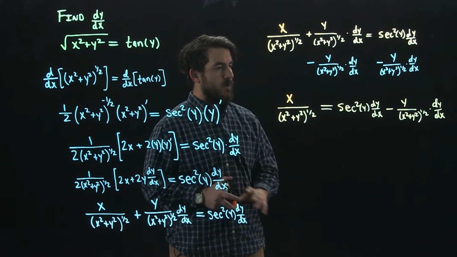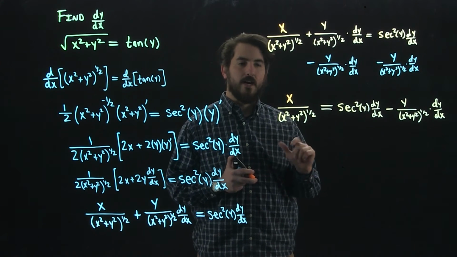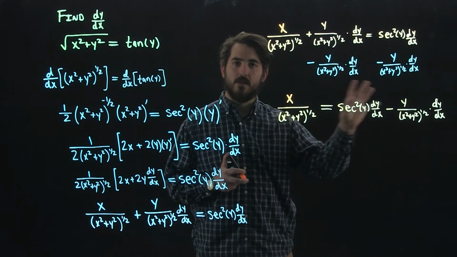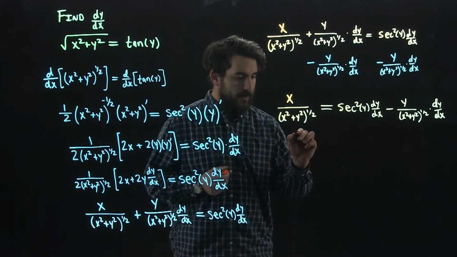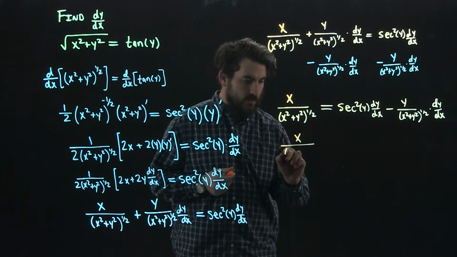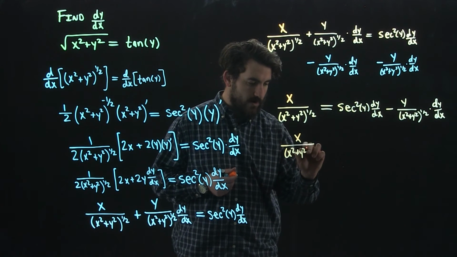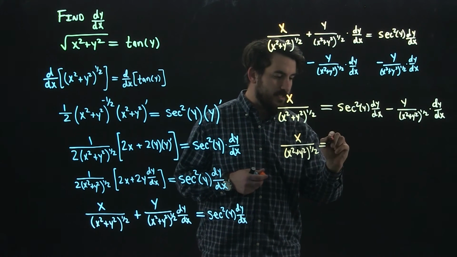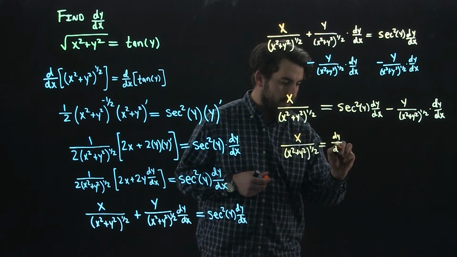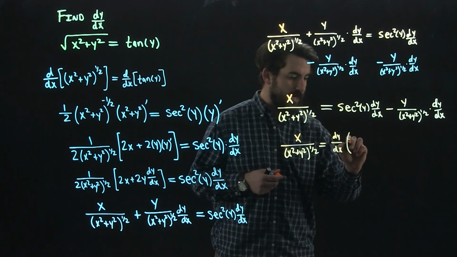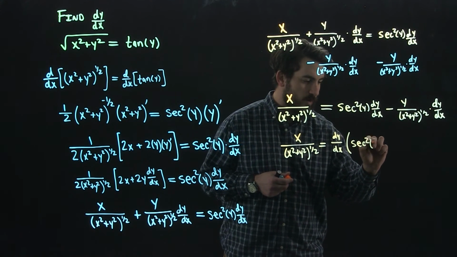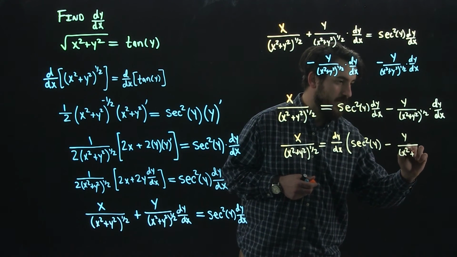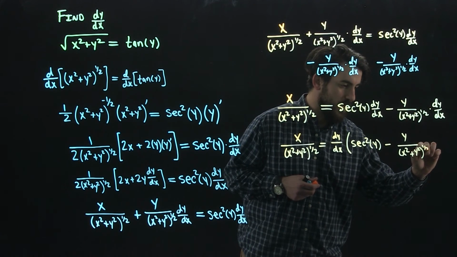Okay, so now I have two terms on the right-hand side. They both have a dy/dx in common, so I'm going to factor that out and leave what's left inside. So rewriting the left-hand side, that's x over (x squared plus y squared) to the 1/2 equals, again, I'm going to factor out the dy/dx, and I'm left with the stuff inside. That's secant squared y minus y over (x squared plus y squared) to the 1/2.